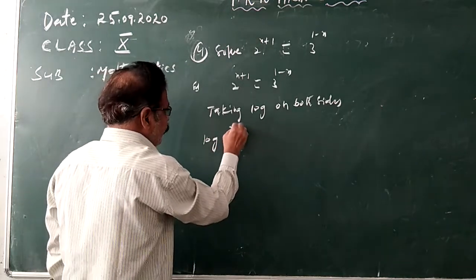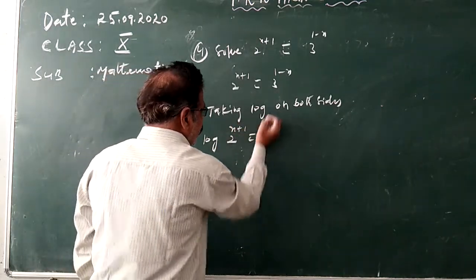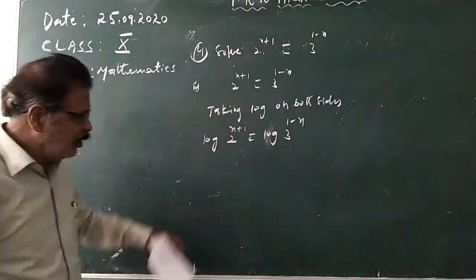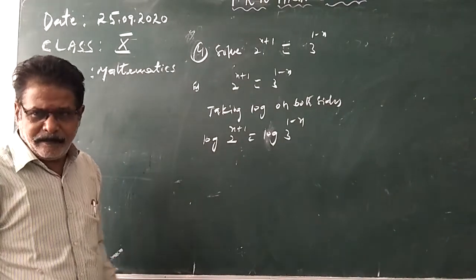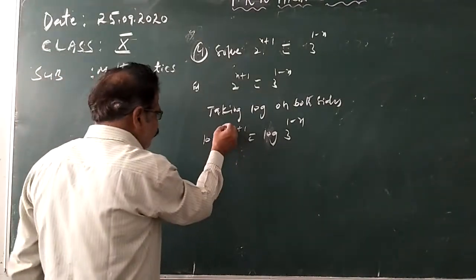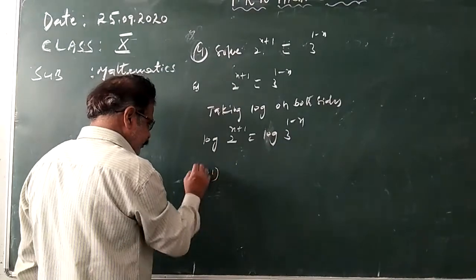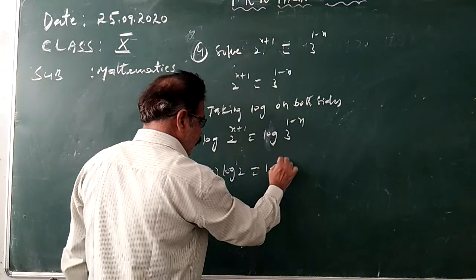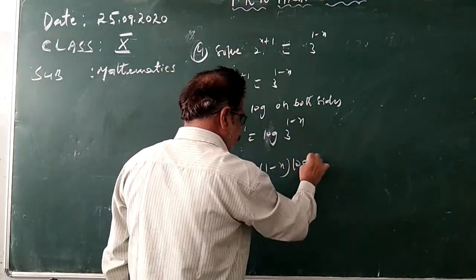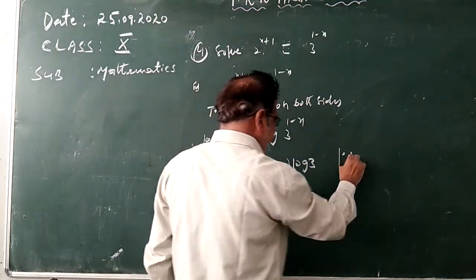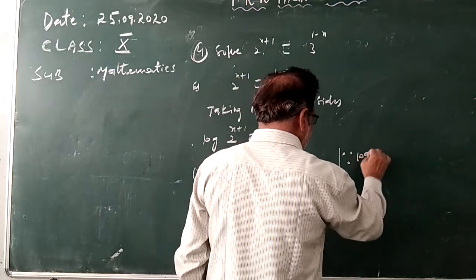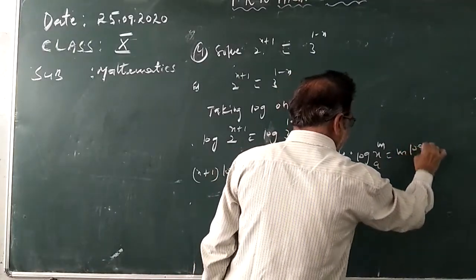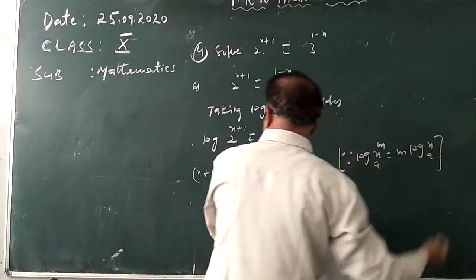Log of 2 to the power of x plus 1 is equal to log of 3 to the power of 1 minus x. We know that log a to the power of n, when the power comes, it comes to the front as a multiplier. It can be written as (x plus 1) log 2 is equal to (1 minus x) log 3. If you want, you can write here what log you applied: log x power n base a is equal to n log x base a. You apply this log here.